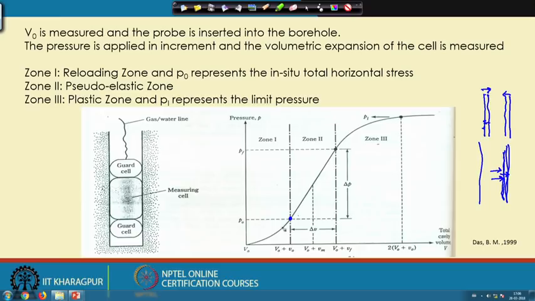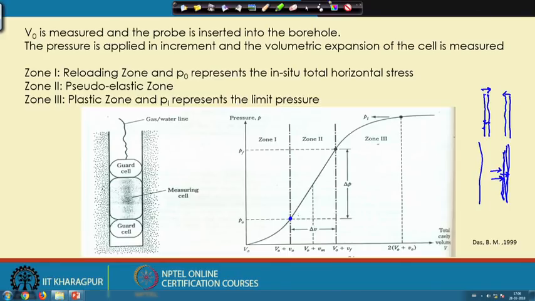So, this is the reloading zone, and from here this is zone 2. If you look at this pressure versus volume curve, it is almost linear. That is why this zone is called the pseudo elastic zone, the linear relationship between the pressure and the volume. And then zone 3 is called the plastic zone, where PL represents the limit pressure.